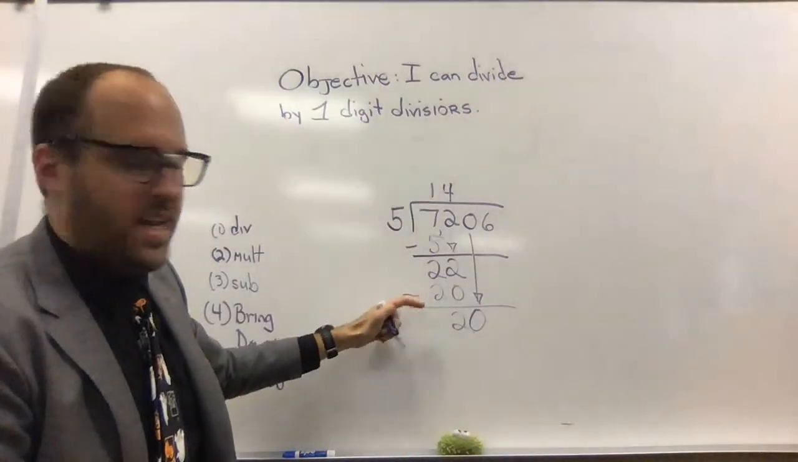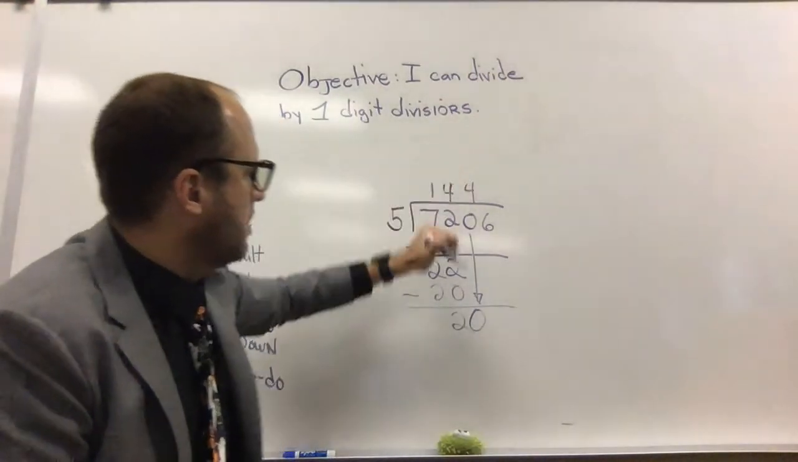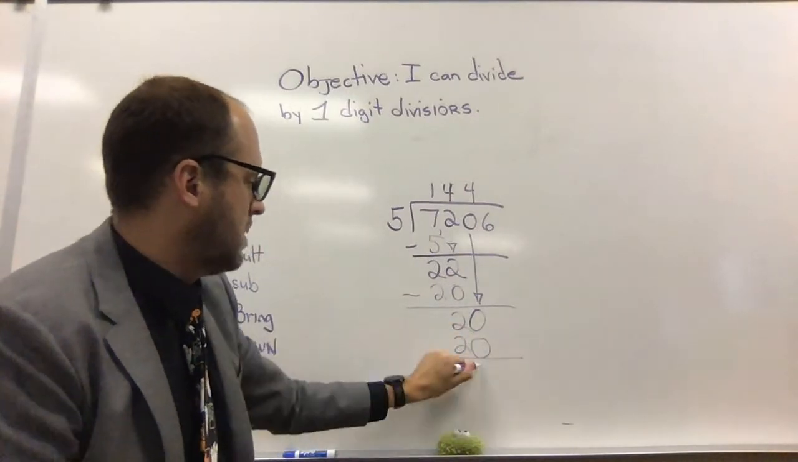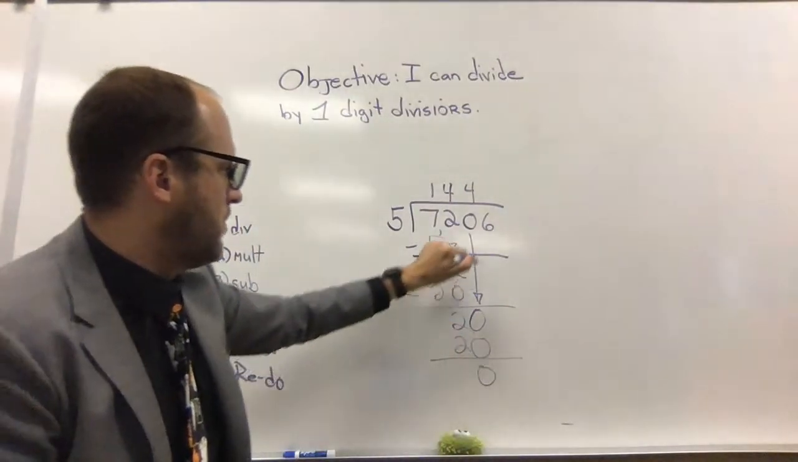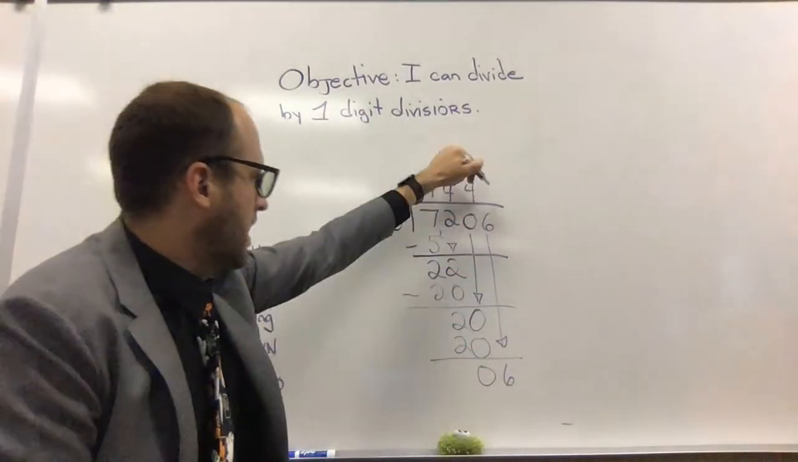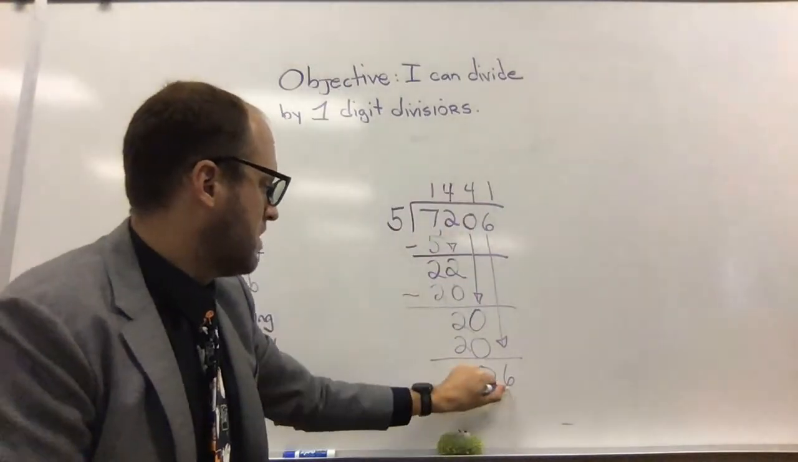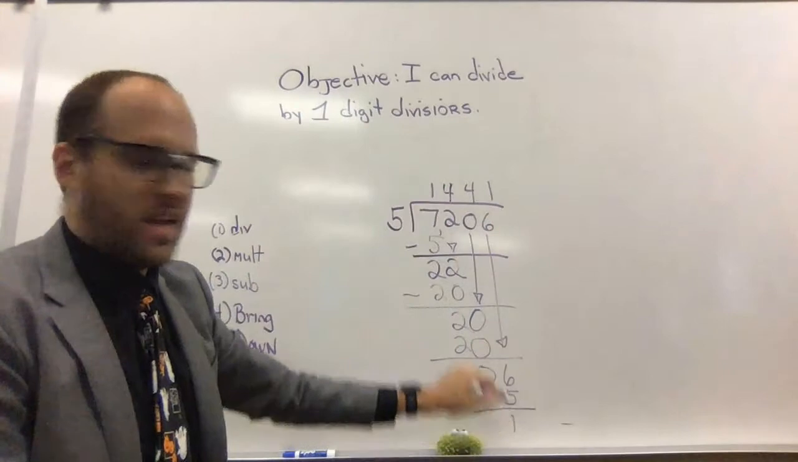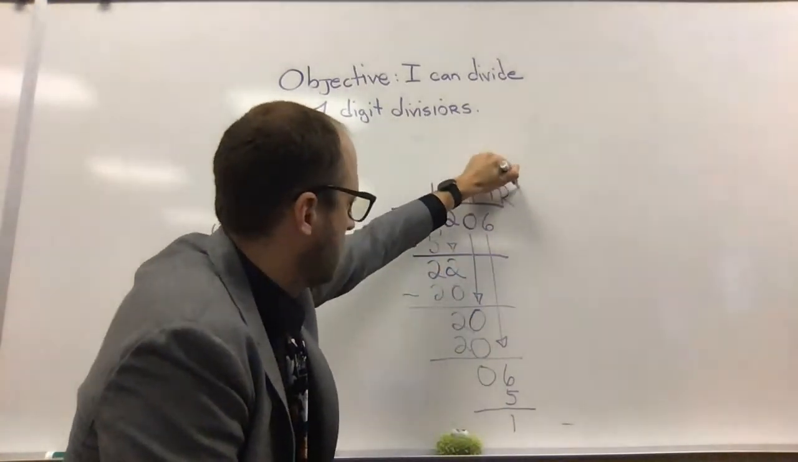2 is smaller than 5, so I can bring down my 0. Again, we just saw 20 here work, so I'm going to put another 4 there. 5 times 4 is 20. That actually gives us a 0, which is definitely smaller than 5. So now I can bring down my last number, the 6. I can get one group out of that. 6 minus 5 is 1. It's smaller than 5. There's nothing else to bring down. That gets us a remainder of 1.